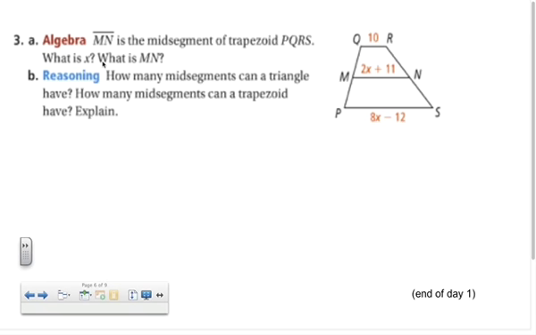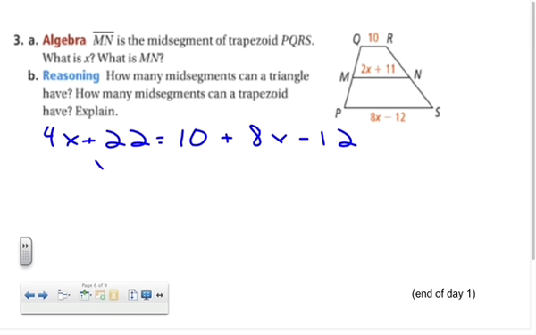In part A, I think most of you had no difficulty setting up the equation and solving it. So we would have 4x plus 22, when we double the mid-segment, equals 10 plus 8x minus 12. What was x? X equals 6. Can I get another island to concur? Yes.